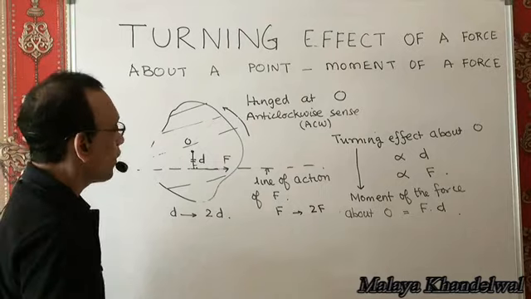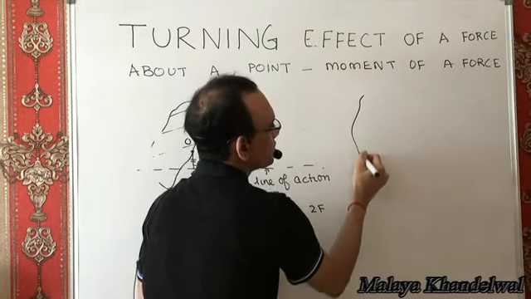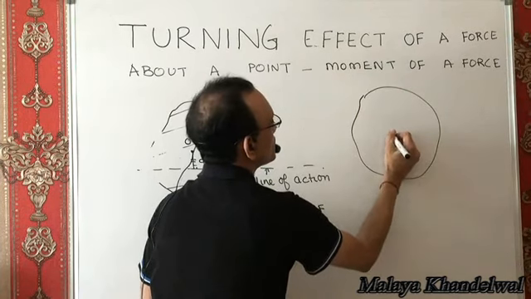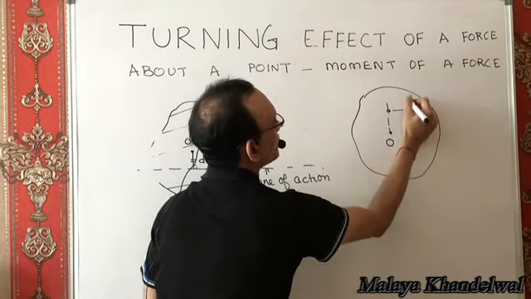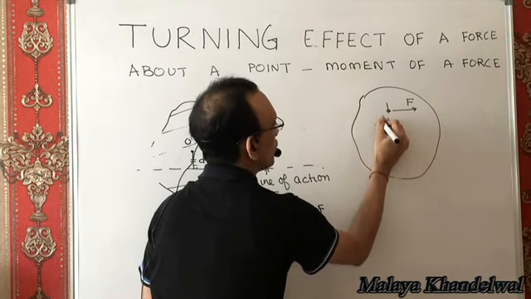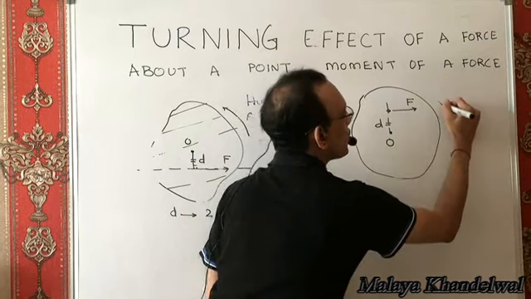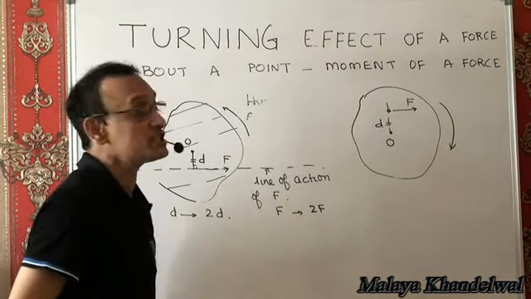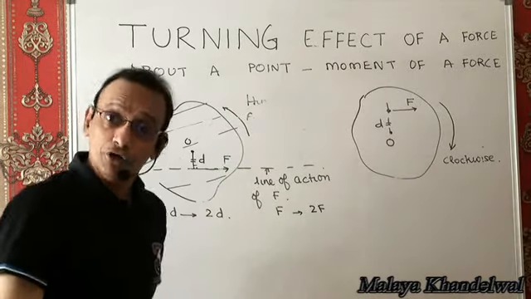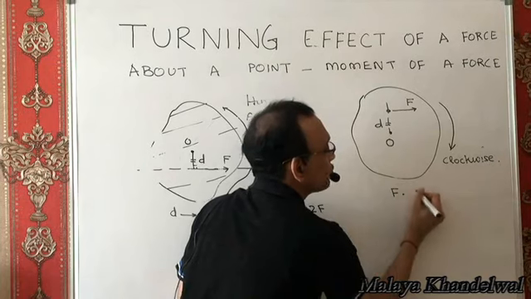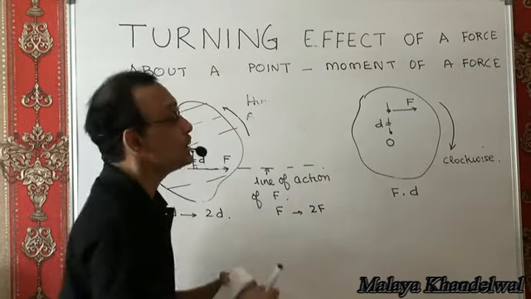Now, suppose the same rigid body, the same hinge O, and now I apply a force F which is at a distance D from O. This time, would you not want to believe that this body would want to turn in this sense, which is a clockwise sense? Right? The magnitude of the turning effect in this case is F into D. Yes or no? Right? And we say that the moment of the force about O in this case is F into D, but clockwise.